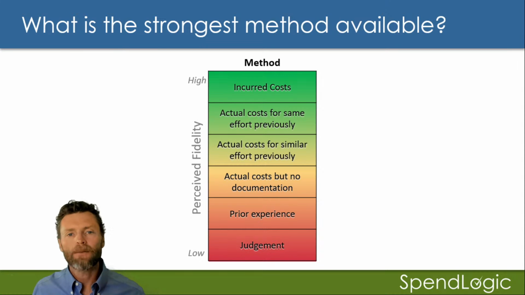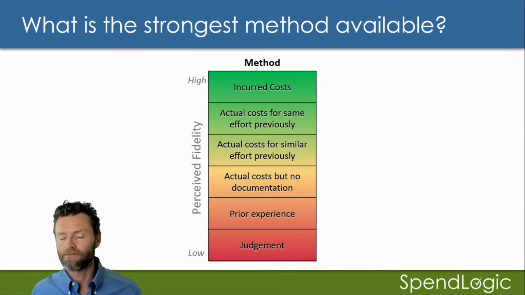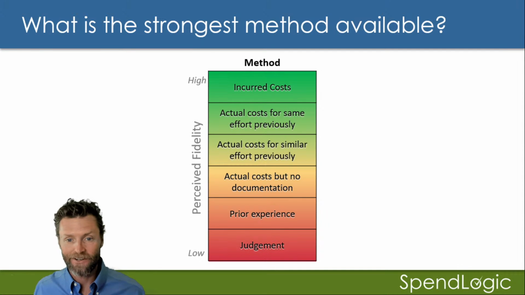At the very top you have incurred costs. These are costs that they've already incurred for this current project. We've already done it. Here's the cost. It is what it is. Second down is actual cost for the same effort previously. Third, actual cost for a similar effort. Fourth, actual costs but no documentation. They've given us nothing. Fifth is prior experience, quote unquote. And then last is judgment. They just say this is based on engineering judgment. We have nothing to back it up. We just feel it in our gut, so you should trust us. You can understand why that's at the bottom of the list.